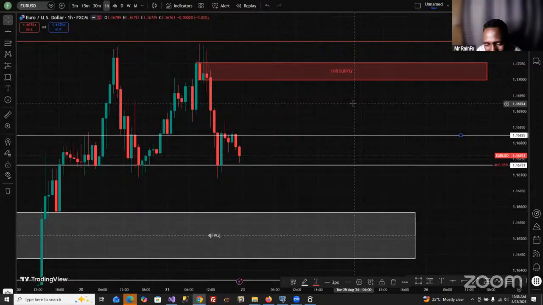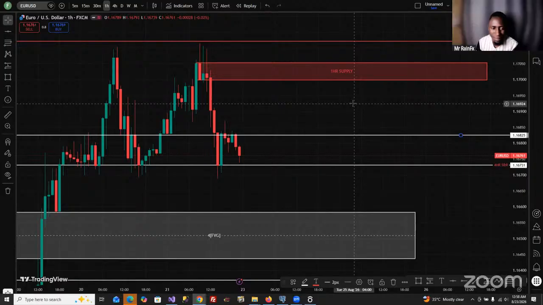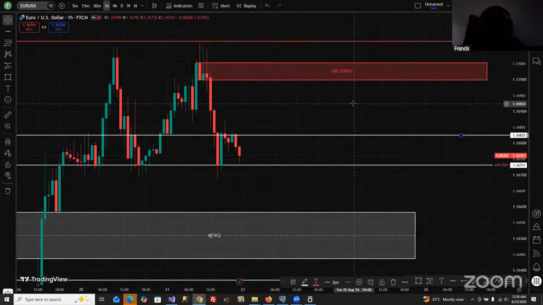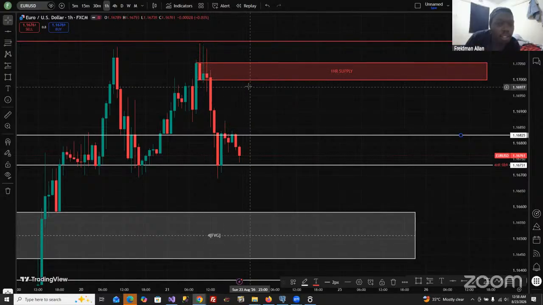Don't mute yourself. We are asking, are you in agreement that that is a supply zone that Francis has drawn there? The red one, yeah, I actually agree that that one is a supply zone. I'm seeing a supply zone, a drop-base-drop. I can see a drop-base-drop, so I could have drawn my supply zone from this base candle, the green one, this way.